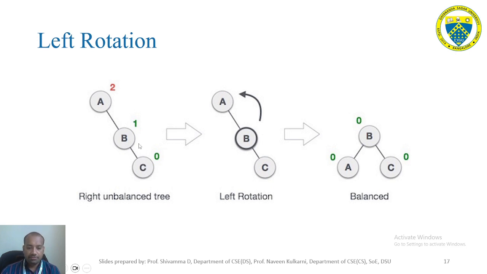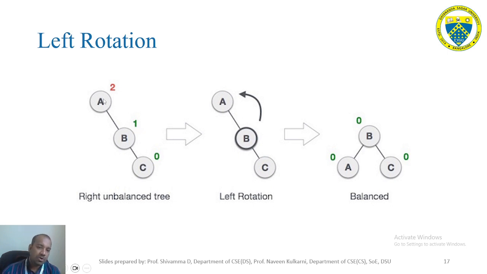If you go to the node B, how do you calculate the balance factor? It is the height of the left subtree minus the height of the right subtree. So 0 minus 1, minus 1 it is. They have given it as 1, no issues in it, minus or plus doesn't matter. So here the height of the left subtree minus the height of the right subtree is 1.